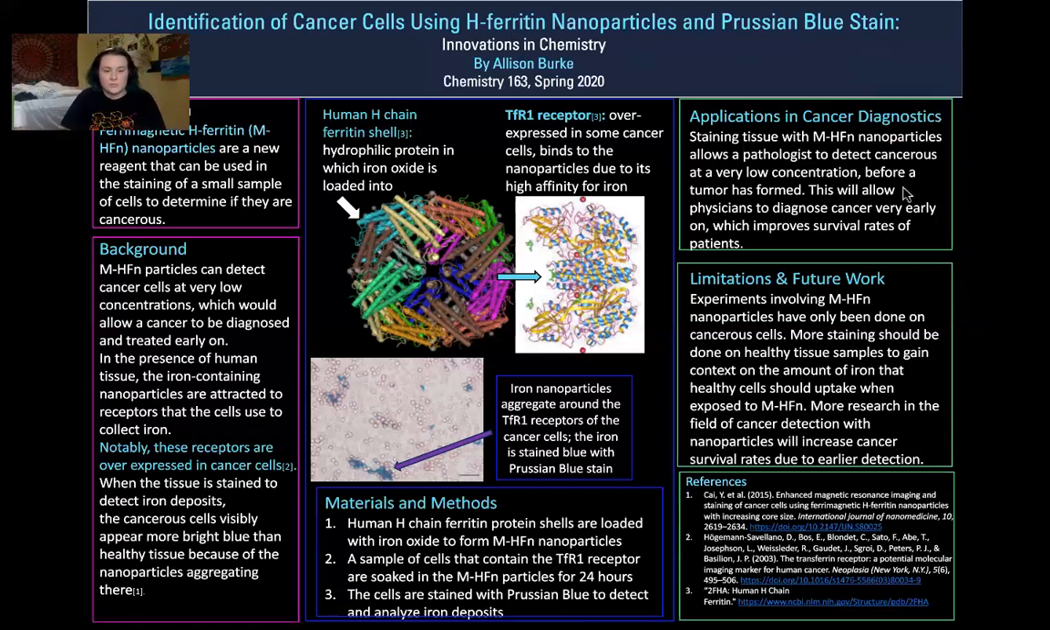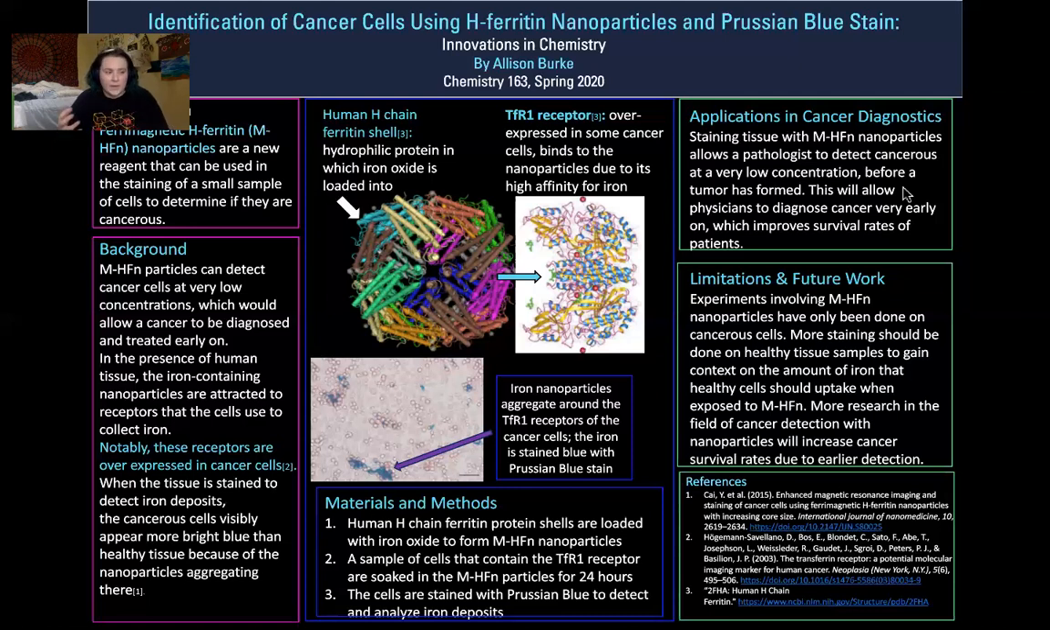It's also an important innovation because it would allow a doctor or a pathologist to detect cancerous cells at a very low concentration. That's going to improve survival rates of people who have cancer, because cancer is really hard to treat once it reaches the blood supply. So if we could detect it with these nanoparticles at a really low concentration, that would help people to not die from cancer.